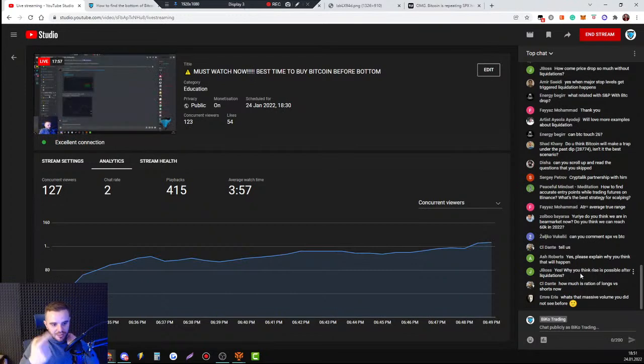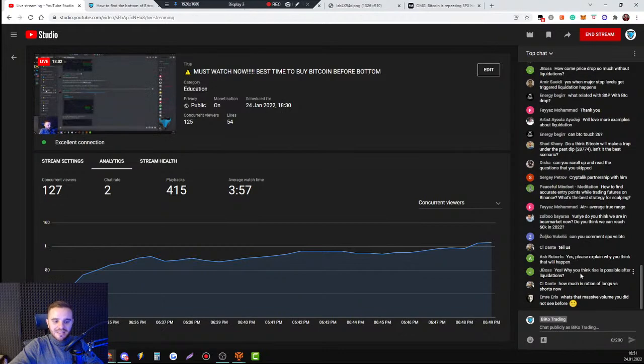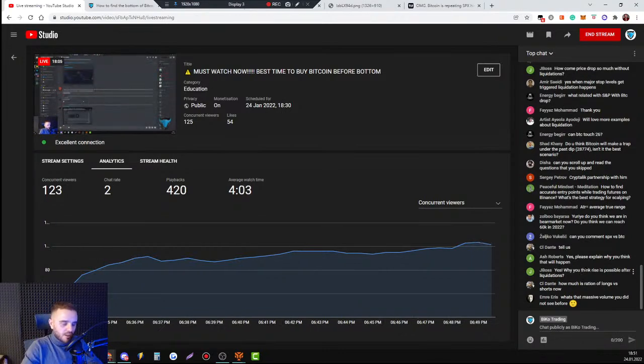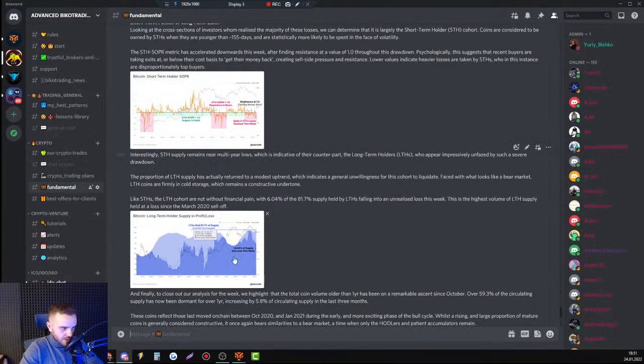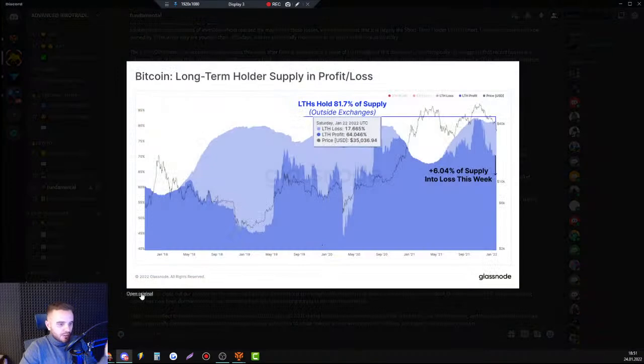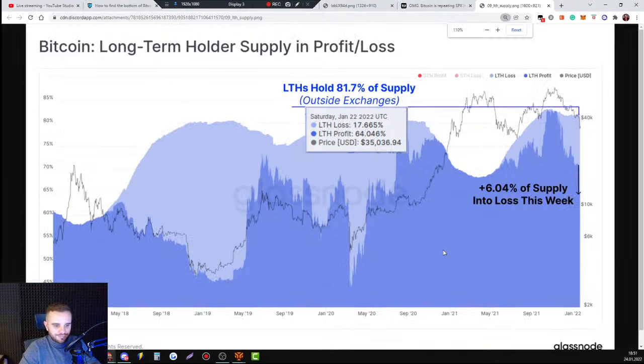But before that, let me tell you why I think that if a big liquidation happens, a significant rise is possible after that. First, take a look at this really important fundamental data. At this moment, during the current drop of Bitcoin, long-term holders don't sell their Bitcoins. These are people like MicroStrategy, Tesla, Elon Musk, big institutional companies. They don't sell Bitcoins during this drop.